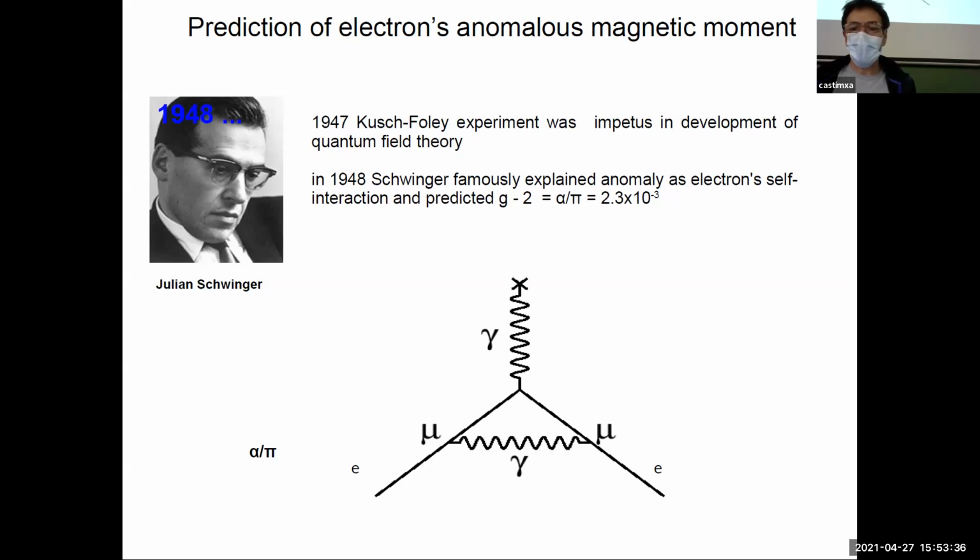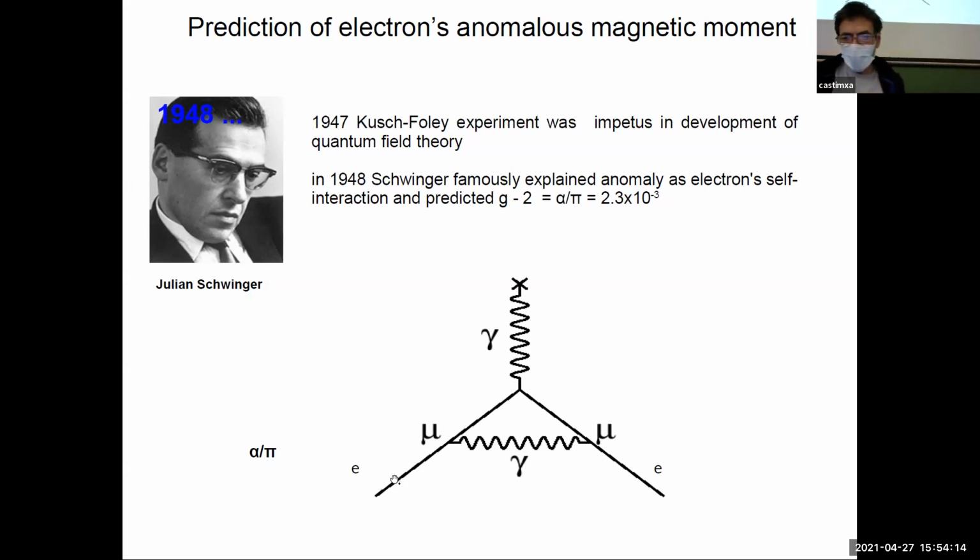It got explained within a year by Julian Schwinger, who was a famous theorist, famous with Feynman and others for the development of quantum field theory. He calculated that there is a small deviation from G being equal to 2 for the electron, due to, you can think of it, we'll think of it in a moment as the influence of the vacuum, but you can also think of it as the electron kind of interacting with itself.